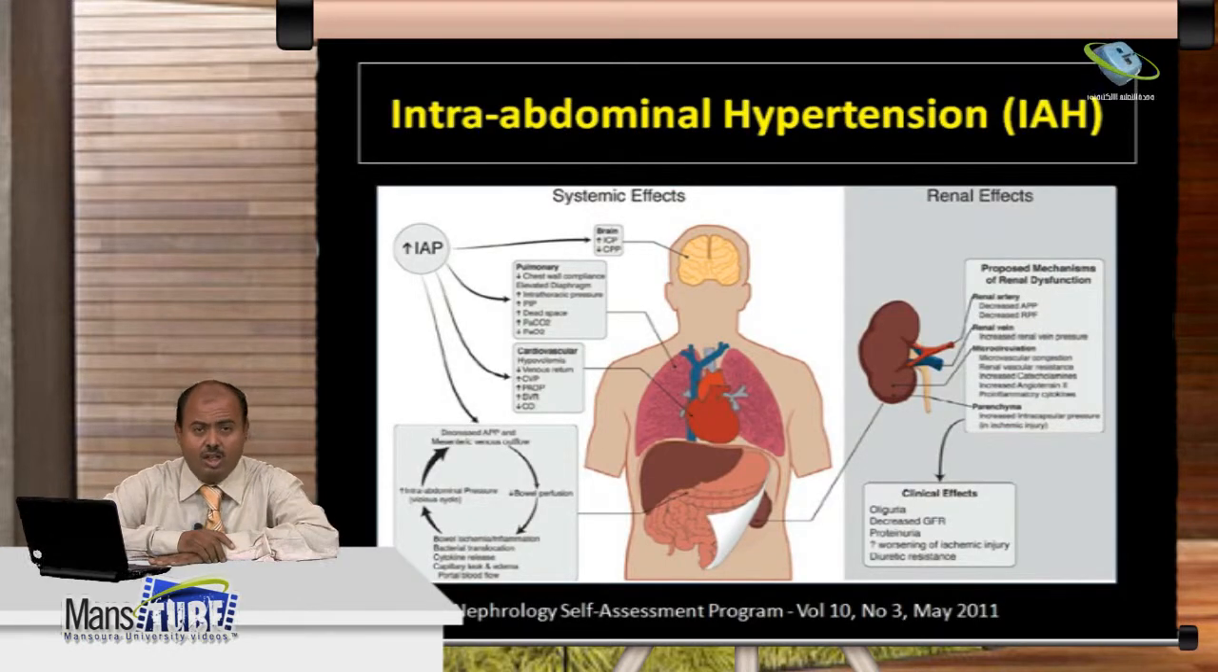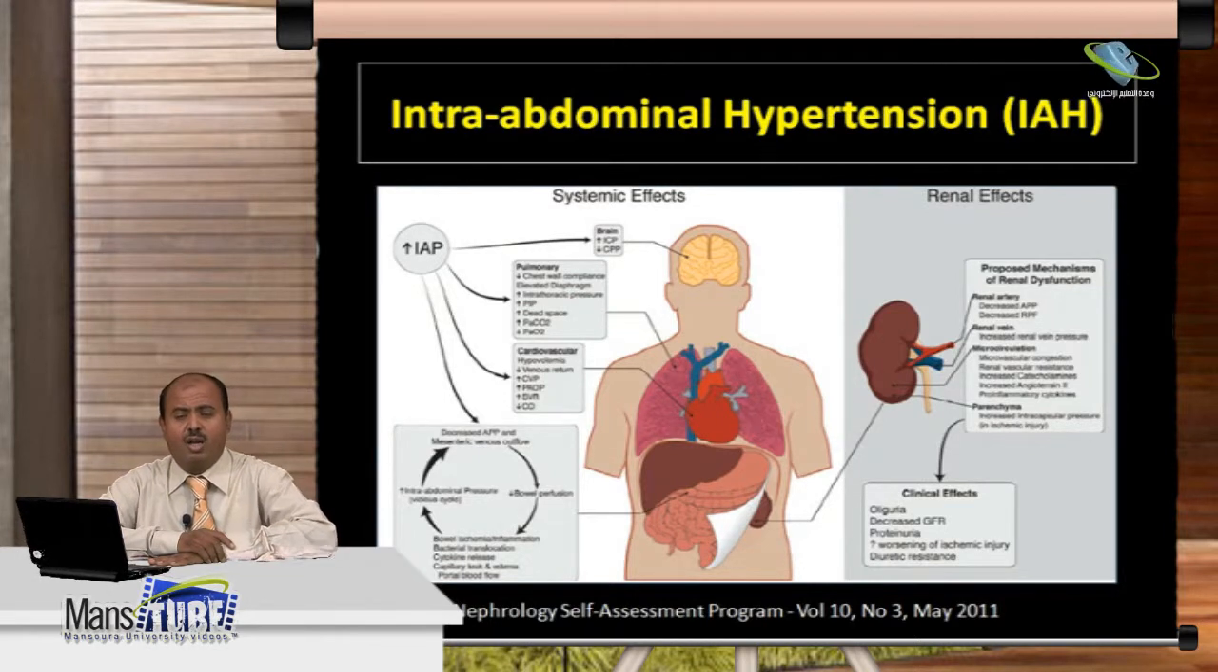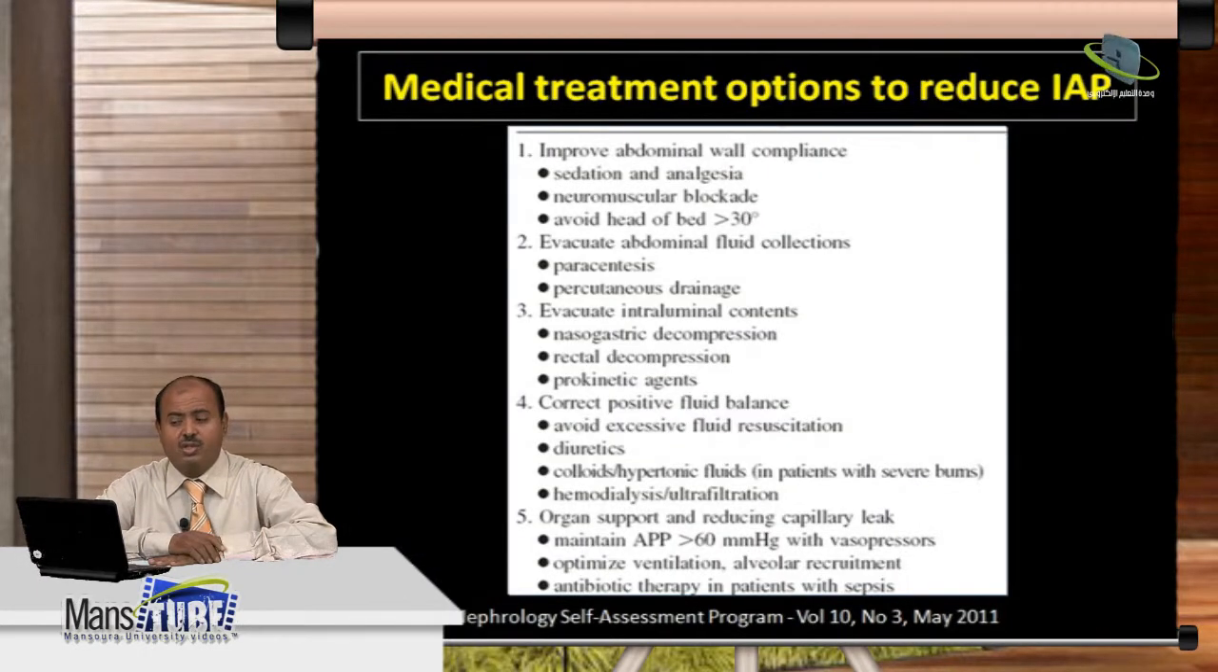Another important hot issue in acute kidney injury is intra-abdominal hypertension associated acute kidney injury or abdominal compartment syndrome. The increased intra-abdominal pressure can affect cerebral circulation, can affect kidney circulation, leading to acute kidney injury as presented in this slide. How to treat patients with increased intra-abdominal pressure and acute kidney injury? By improving abdominal wall compliance, evacuating the abdominal fluid collection, evacuating intra-luminal contents, correcting positive fluid balance, organ support, and the reduction of capillary leak as enumerated in this slide.